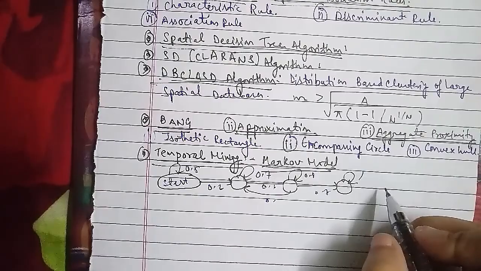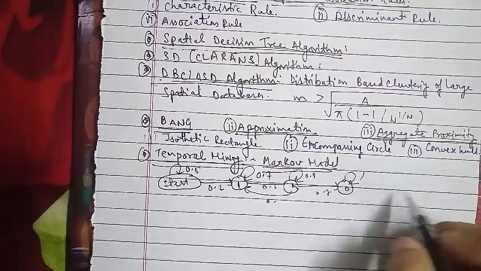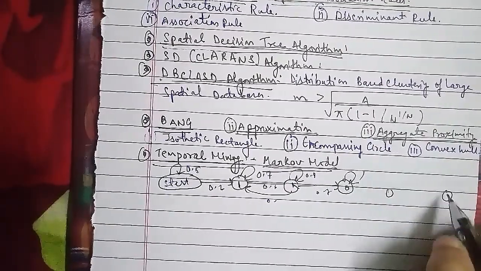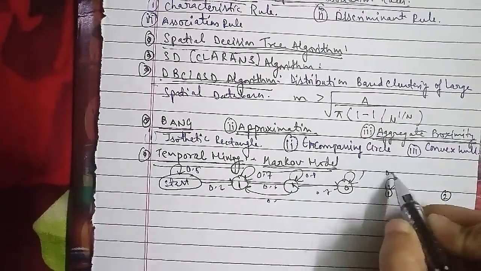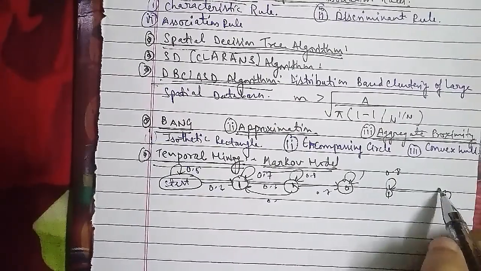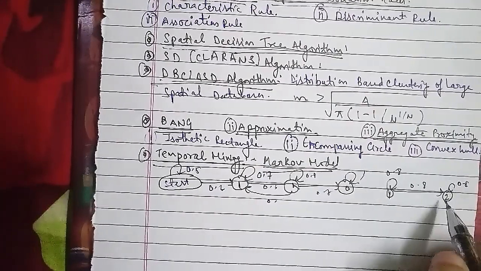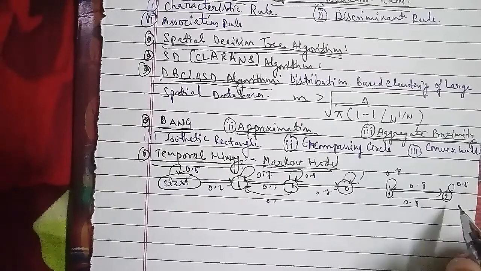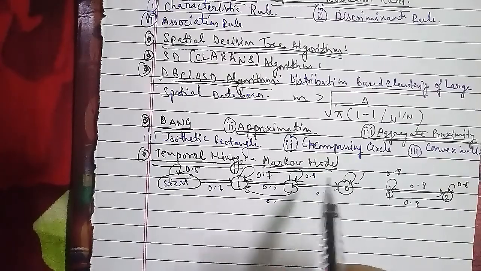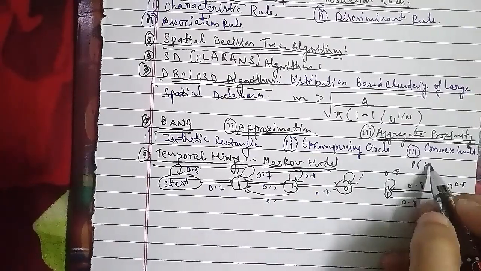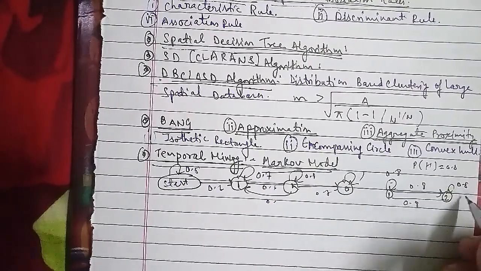So this is state 0, this is 1, this is 2, with 0.8 going towards it and 0.8 returning towards it. Here we can say this is a simple hidden Markov model where the probability is 0.8 for this side, because both have 0.8, and for this one it is 0.3 and 0.7 as well.